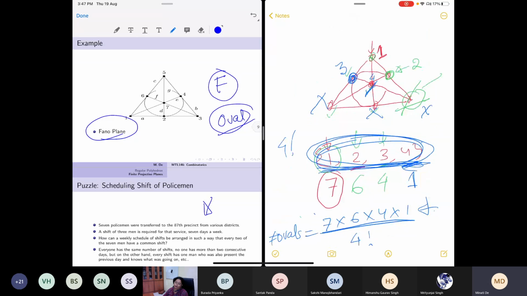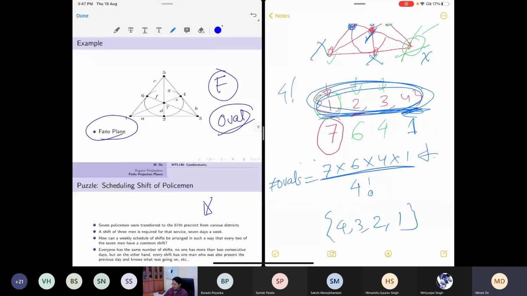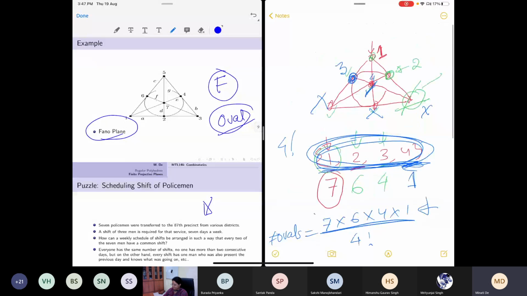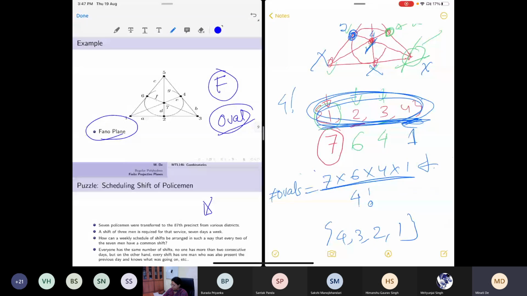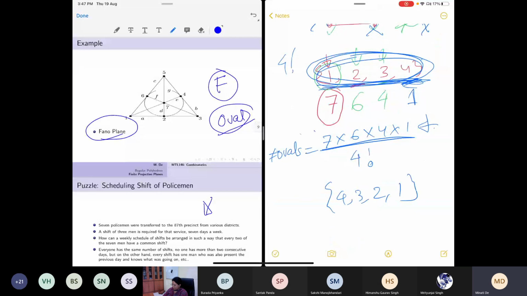But for us the labeling doesn't matter. They are not distinct to us. In whatever way it comes, 1, 2, 3, 4, or 4, 3, 2, 1, or 3, 2, 1, 4, it doesn't matter to us, they are not labeled. So you need to divide by 4 factorial. 4 factorial means 4 times 3 times 2, so this is gone, and you are only left with 7 possibilities. So the number of ovals is exactly 7, not more than that.